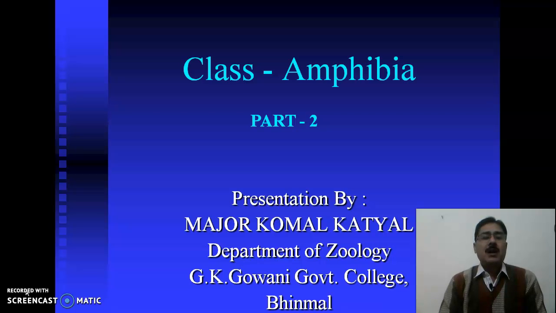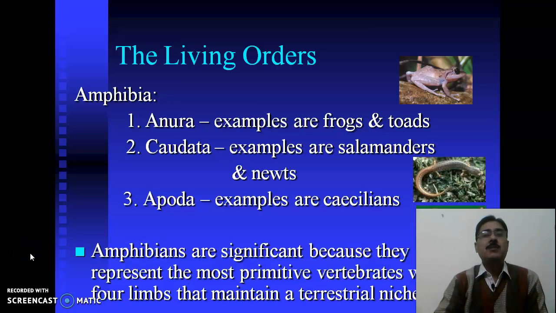In the first part, I told you regarding the general characteristic features of class Amphibia and outline classification of class Amphibia, including the extinct and living orders. In detail, I had described the extinct orders belonging to subclass Stegocephalia. Today, we will discuss the living Amphibia and the 3 living orders of Amphibia.